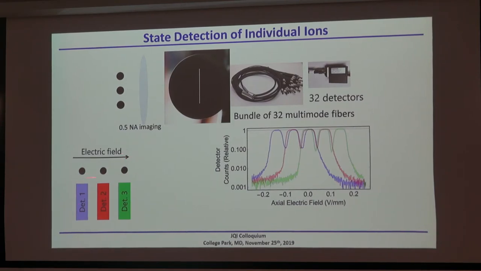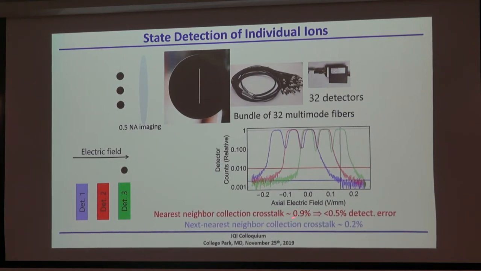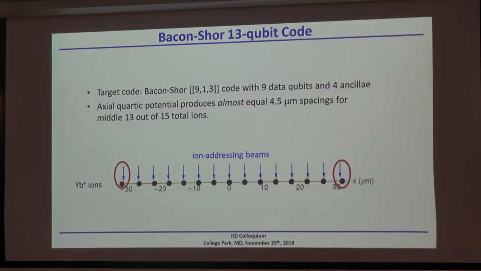We apply an electric field to sweep three ions past three detectors and detect the readout on each of the three detectors. By doing this, we measure about 1% crosstalk in photons between neighboring fibers, corresponding after thresholding to 0.5% detection error, and next nearest neighbor crosstalk corresponding to 0.2% error. This could be further improved by eliminating some residual astigmatism in the imaging setup.